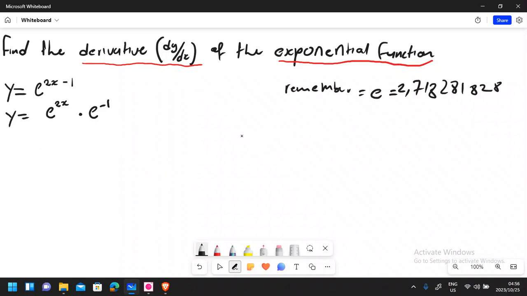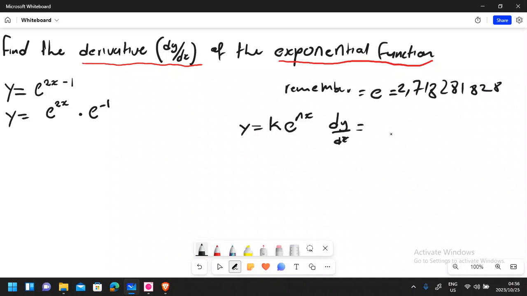So now we can start saying, for this one we can use this formula here. We can say y is equal to k, the constant, which is e to the power of negative 1, and then we have e to the power of nx, and then we have x there, right? So we will find our dy/dx. I hope you can follow through, guys.